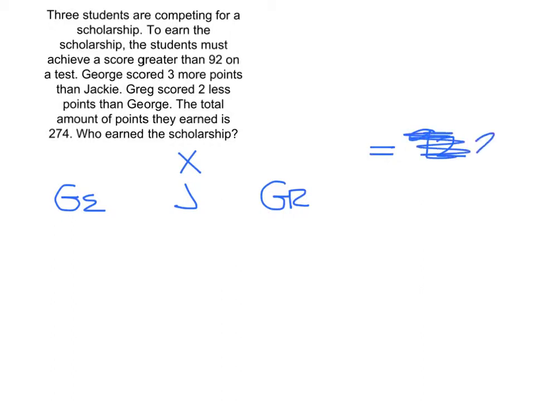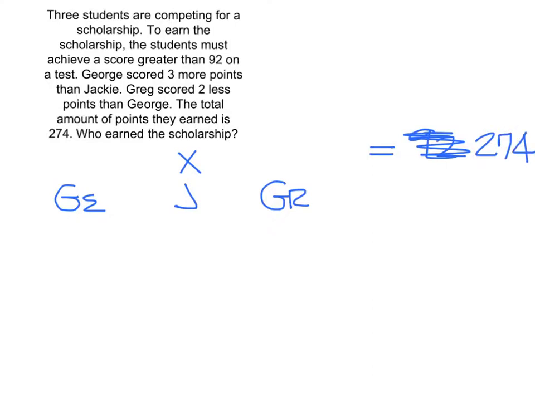Three students are competing for a scholarship. To earn the scholarship, students must achieve a score greater than 92 on the test. George scored 3 more points than Jackie. We're going to have George, Jackie, and then Greg. And their total is 274. George scored 3 more than Jackie, so she's X.